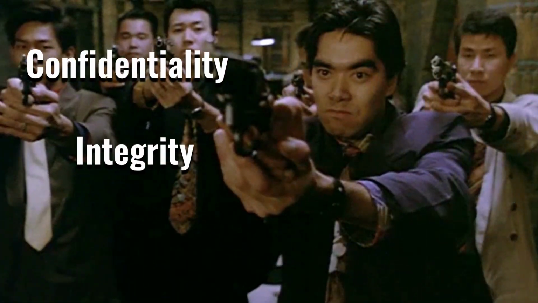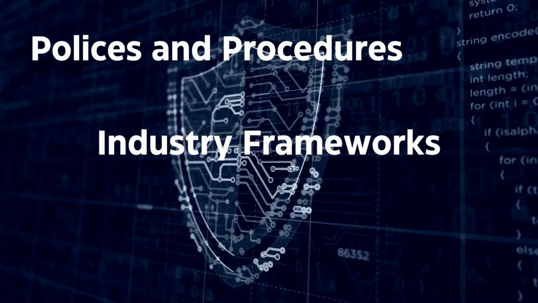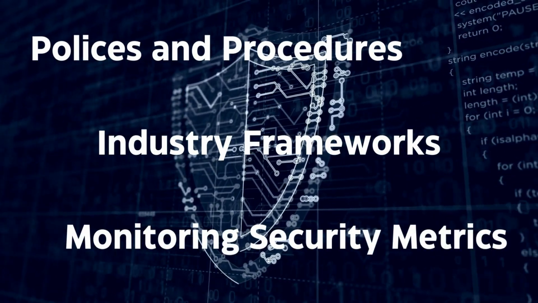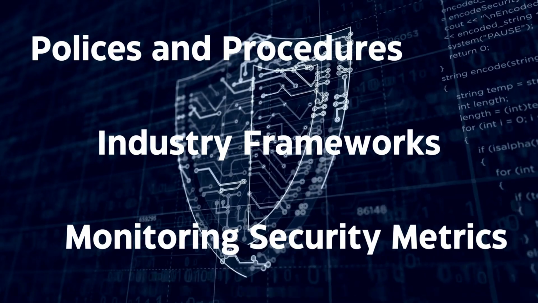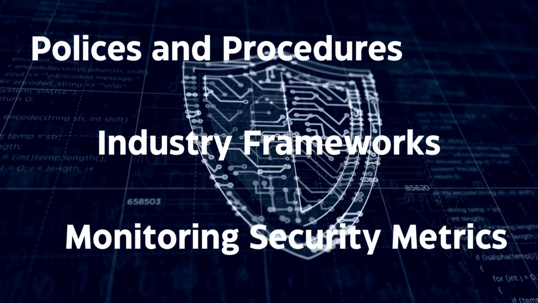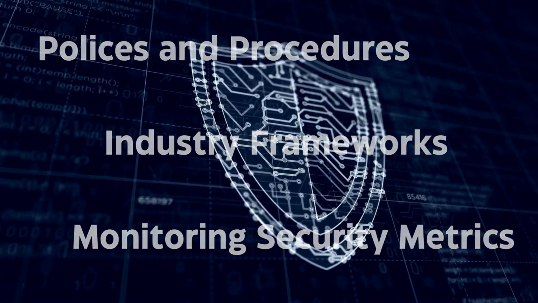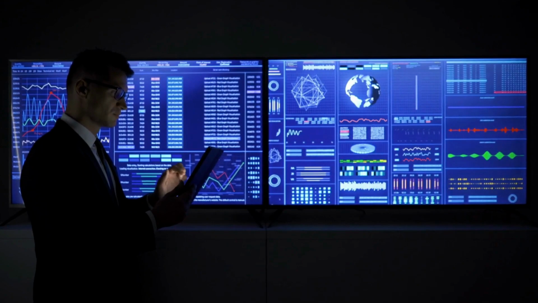And don't forget the illustrious CIA triad, which sounds way sexier than it is. Your information security strategy should aim to establish guidelines, frameworks, and measures to ensure the confidentiality, integrity, and availability of information. That's where the preventative, detective, and corrective controls come into play.